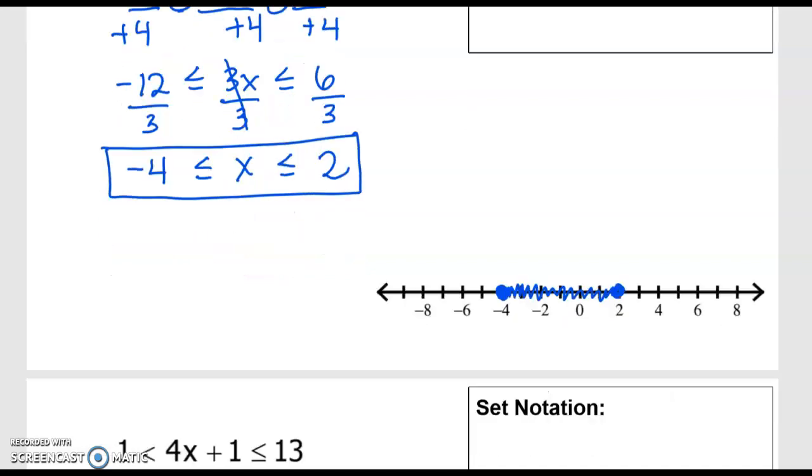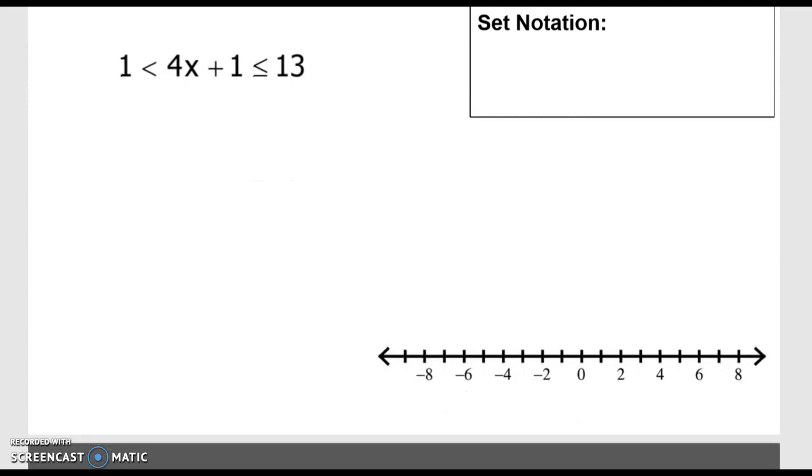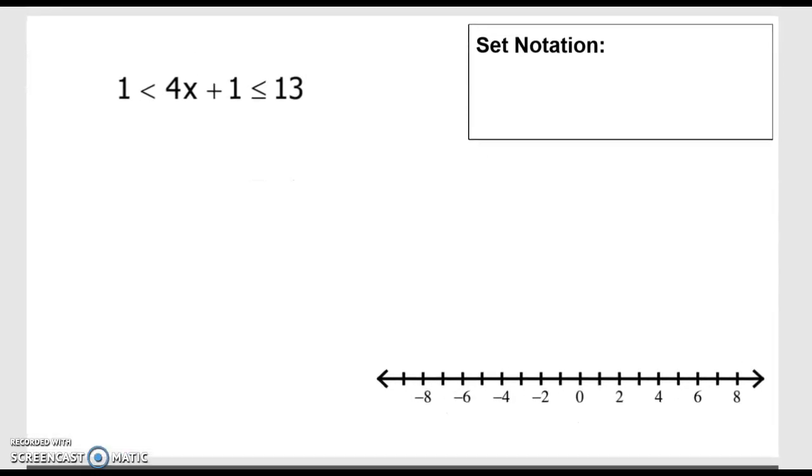Let's try one more AND. Okay, so on this one we have 1 is less than 4x plus 1 is less than or equal to 13. Okay, we have three sides. We've got left, middle, and right. Remember, our goal is to get x by itself into the center. And we always start by moving the constant first. We're going to move that positive 1. So we're going to subtract 1 to make it go away.